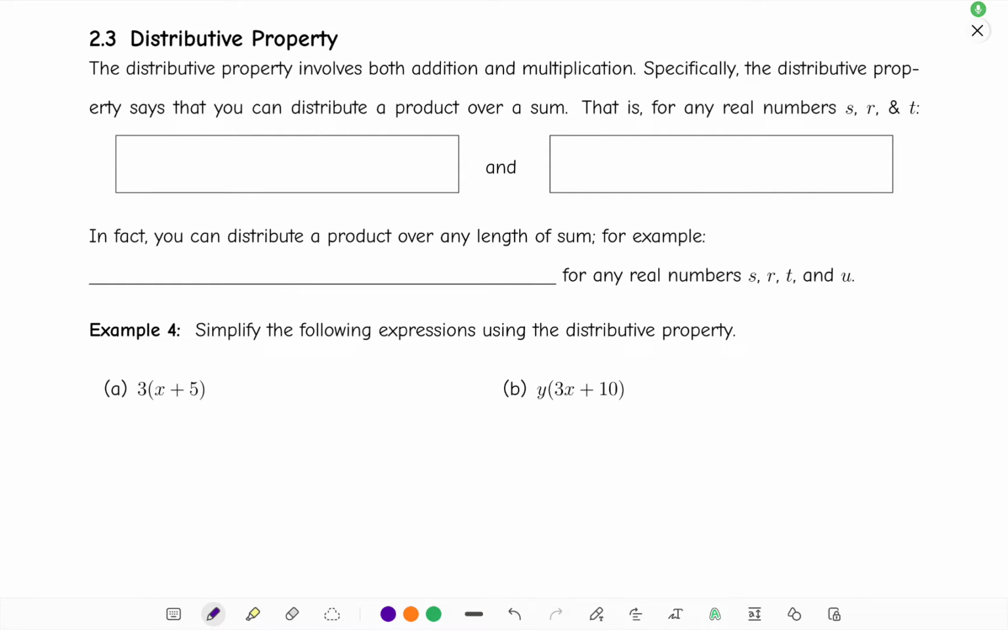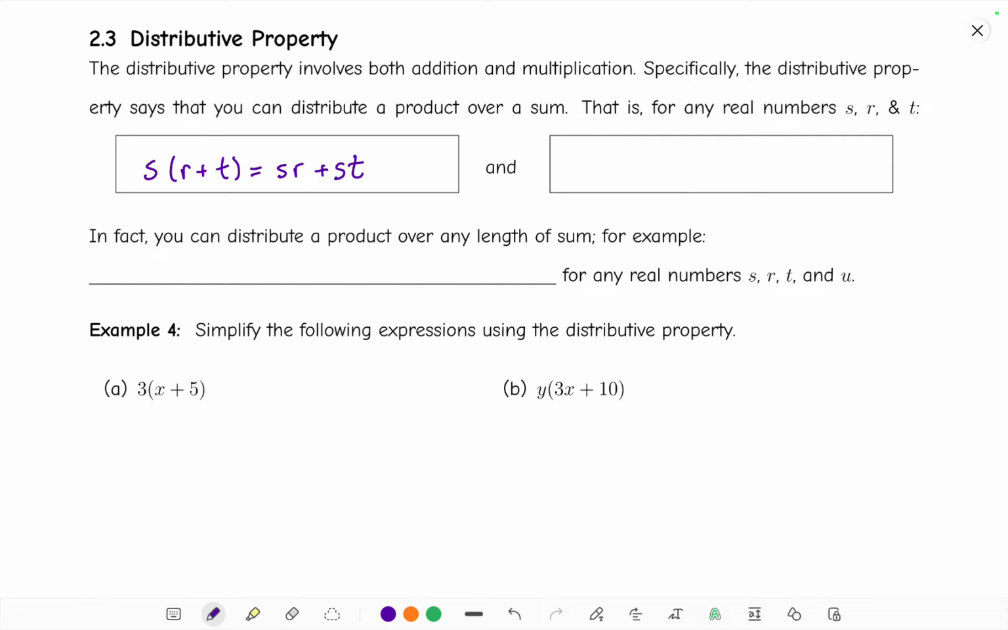Today I'm going to cover part 2 of section 1.3 about the distributive property. The distributive property involves both addition and multiplication. Specifically, the distributive property says that you can distribute a product over a sum, that is, for any real numbers s, r, and t, s times the sum r plus t equals s times r plus s times t.